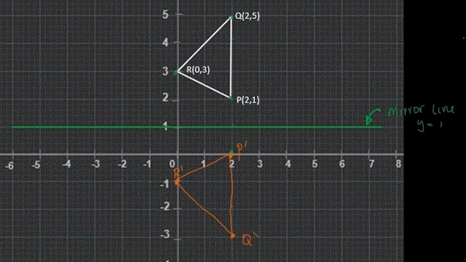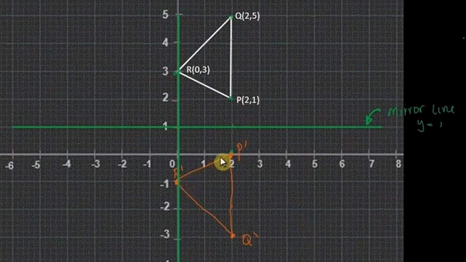Next, we need to reflect this new image in the line x is equal to 0. Now, you need to note immediately that x is equal to 0 is really the y-axis. So let's just draw a mirror line on the y-axis to show. So here's our new mirror line. This new mirror line is x is equal to 0. That is actually the y-axis.